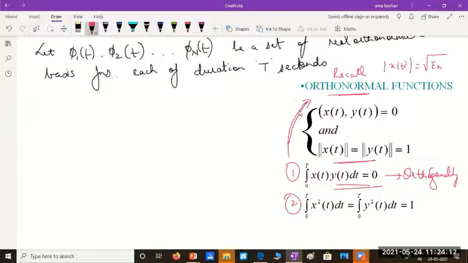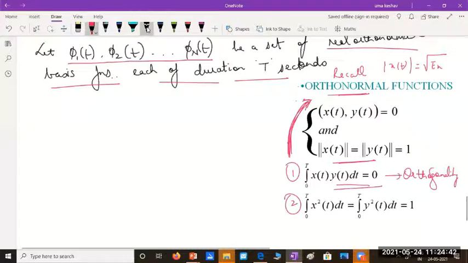And we use a set of such functions as the basis functions to represent the message signal in the form Si of t. Let me consider those functions to be represented as phi 1 of t, phi 2 of t, and so on till phi n of t. So all these are a set of real orthonormal basis functions. Each exists for a duration of T seconds.